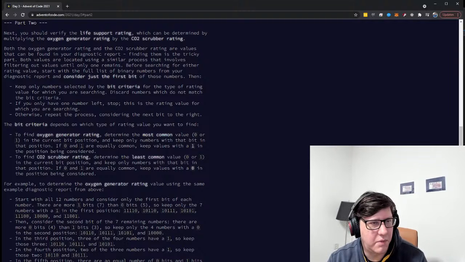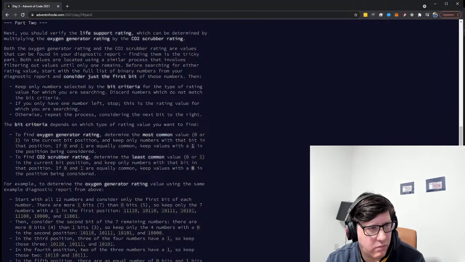Okay, I have to see what the bit criteria is. I don't know if it's just flagged or not. If you only have one number left, stop. This is the rating value for which you are searching. Otherwise, repeat the process, considering the next bit to the right. The bit criteria depends on which type of rating value you want to find. To find the oxygen generator rating, determine the most common value, 0 or 1, in the current bit position and keep only numbers with that bit in that position. If 0 and 1 are equally common, keep values with a 1.